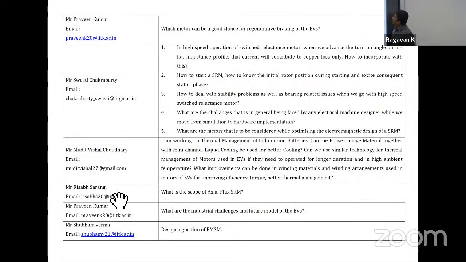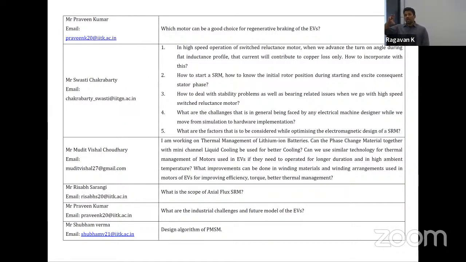Okay. Praveen Kumar has a question. Which motor can be a good choice for regen braking for the EVs? In most cases, motors currently in the market for EVs are still permanent magnet, mainly because you're able to control them. Induction is a little more complicated in the control. You have to go super synchronous. You have to be running with FOC to kind of get the power out. If you want to get regen braking, in most cases, you might have a PM assist or variable reluctance.